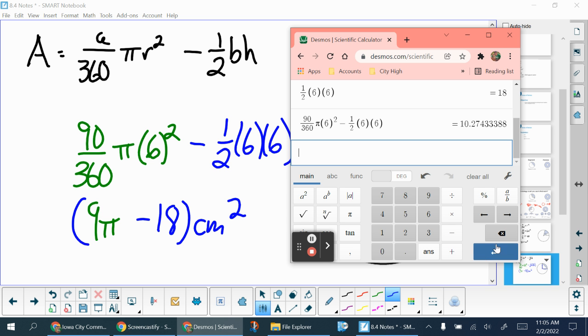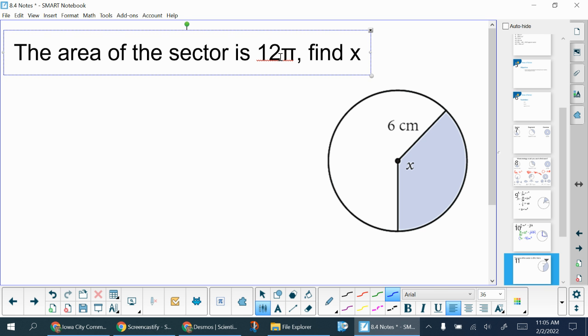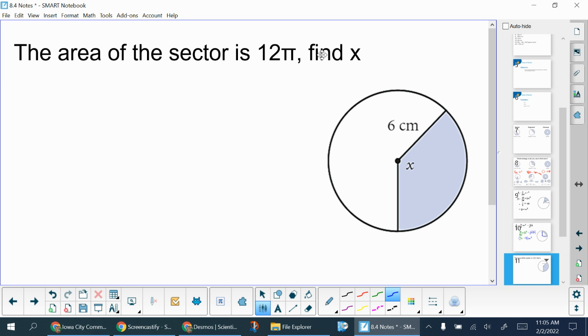Okay, so there are your two options there. For those, I'd be perfectly fine with the 10.27. There's nothing wrong with that. On the quiz, it says you can leave those as decimals. Last one is a working backwards question, and I have to change this because this didn't work. Should be 12 pi. So I've got the area of the sector is 12 pi.